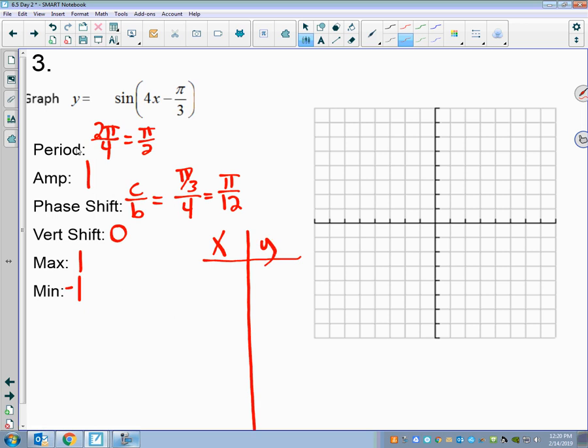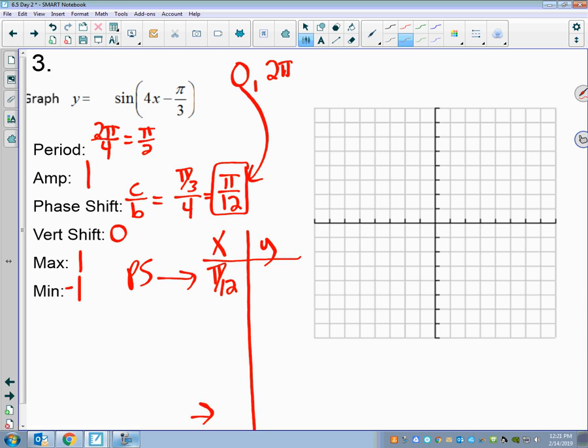Since there is a phase shift, normally we go from 0 to 2 pi. That's where I start and that's where I end. But I'm going to now start at my phase shift, and you're going to end at your phase shift plus your period. Because if it's just 2 pi, then you end at that. So my ending point to get my 5 points is going to be pi 12ths plus pi halves. You could do 1/12 plus 1/2 on your calculator, or I know that's going to be 12ths. So 12ths times 6, that would be 6 pi 12ths. So this would be 7 pi 12ths.